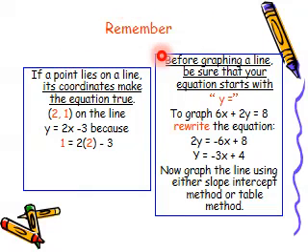Now here's some important things. Remember, if a point lies on a line, its coordinates make the equation true. So if this is our line, y equals 2x minus 3, we can tell that 2 comma 1 is on the line, because when I plug it in, both sides are equal. 1 equals 2 times 2, that's 4, minus 3. So it's on the line.